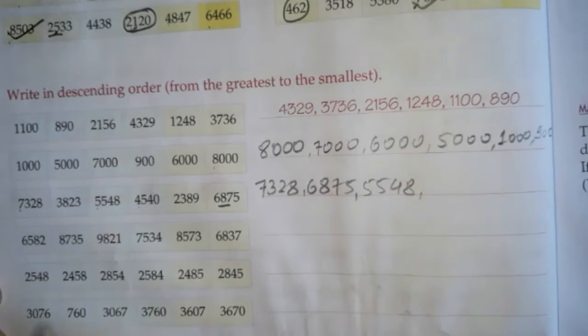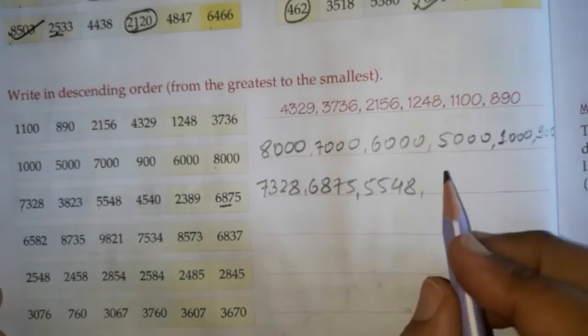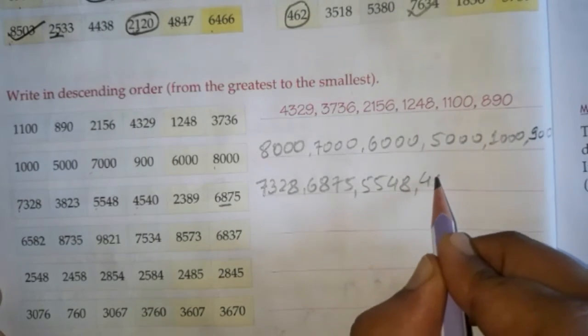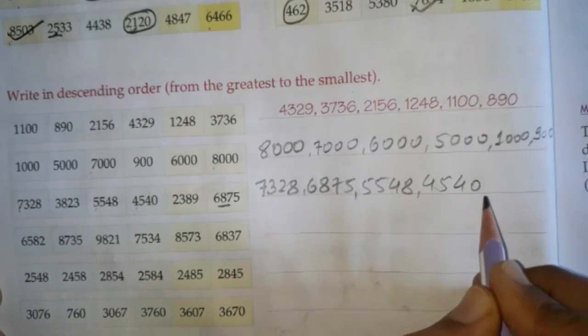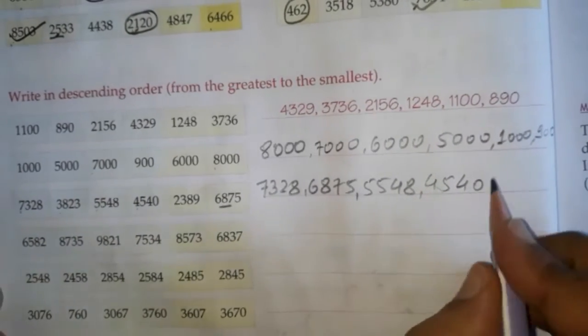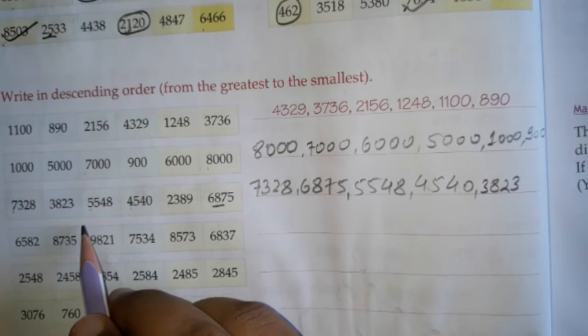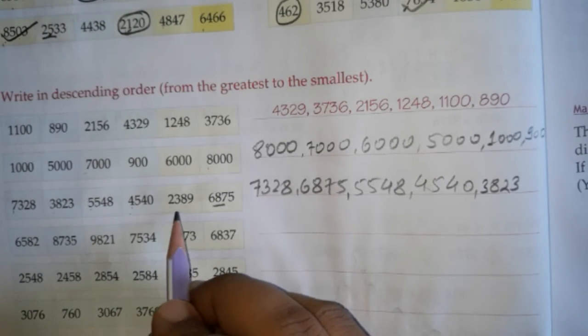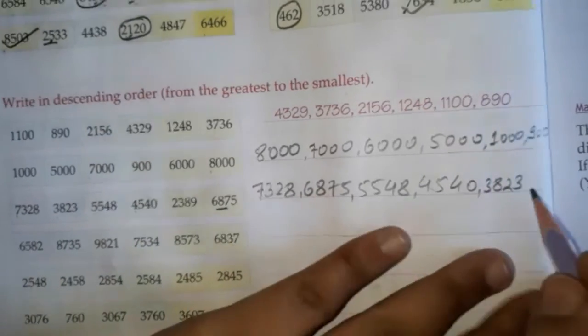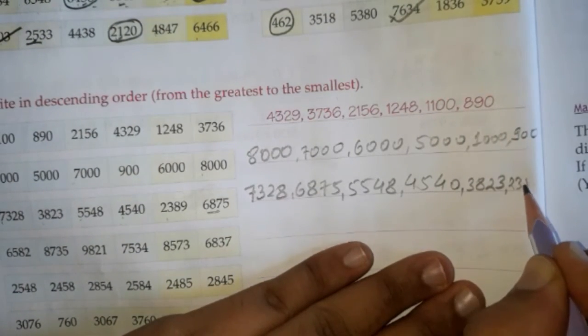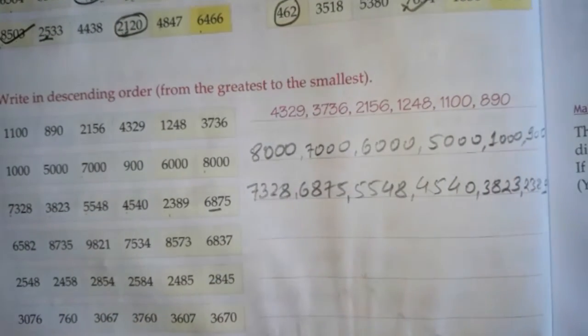Then 4 is smaller than 5, so the next number will be 4540. After it this number 3823, and the last number is 2389.